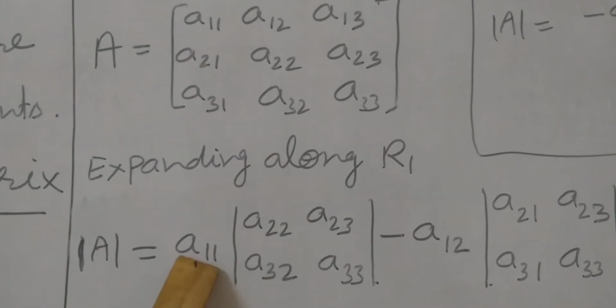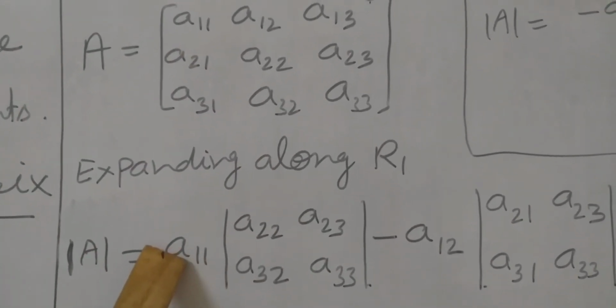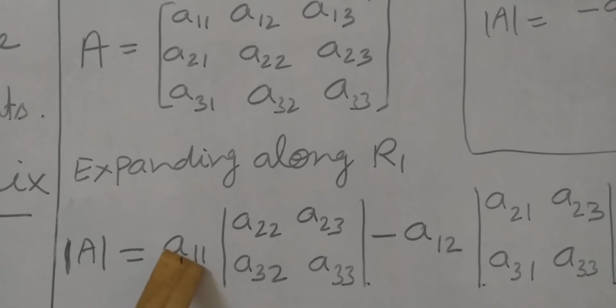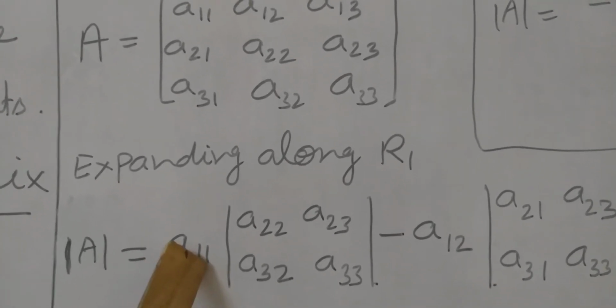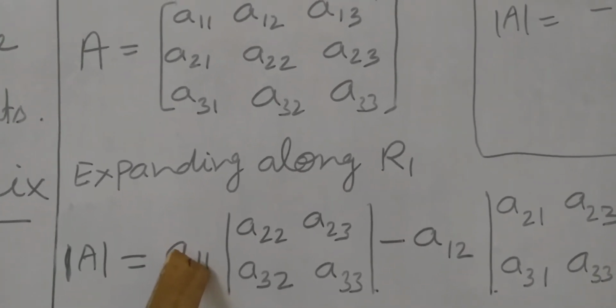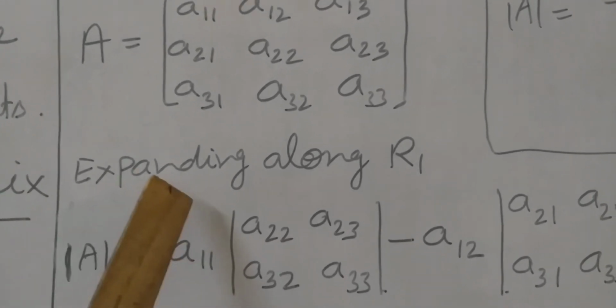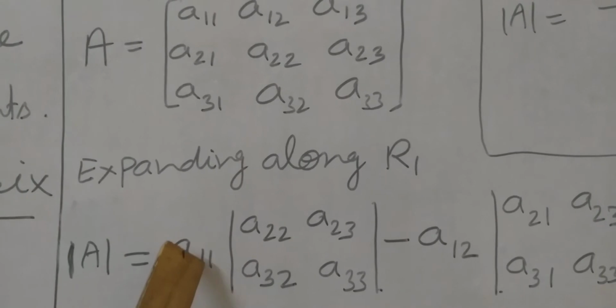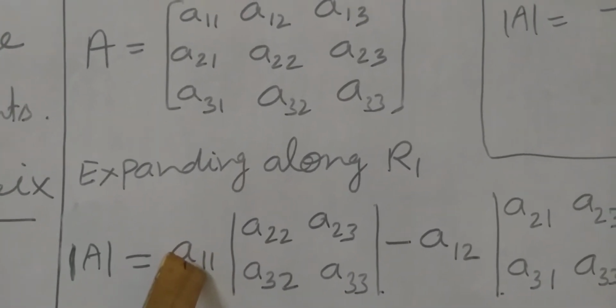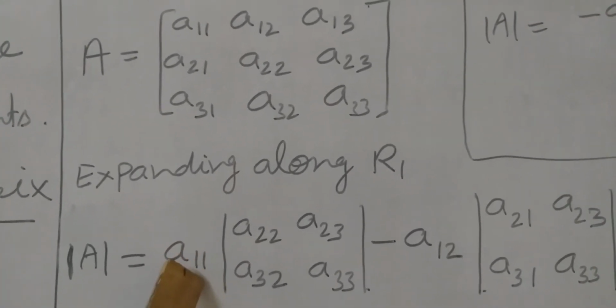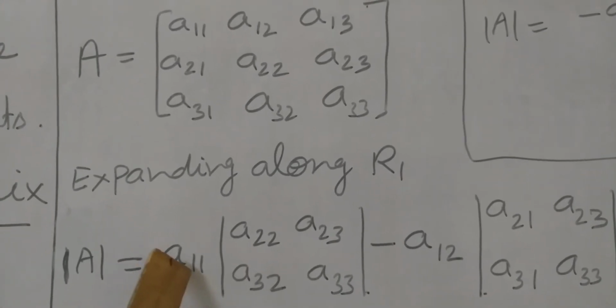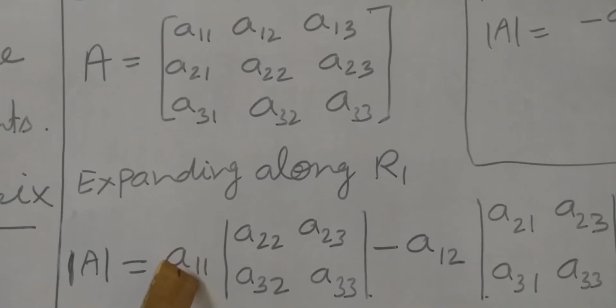A11 will come here. Before writing the element, student, here we have to add its position. Value of i and j we have to add. The value of i is 1 and value of j is 1. Correct? So 1 plus 1 is 2. We have to add both of them, student.